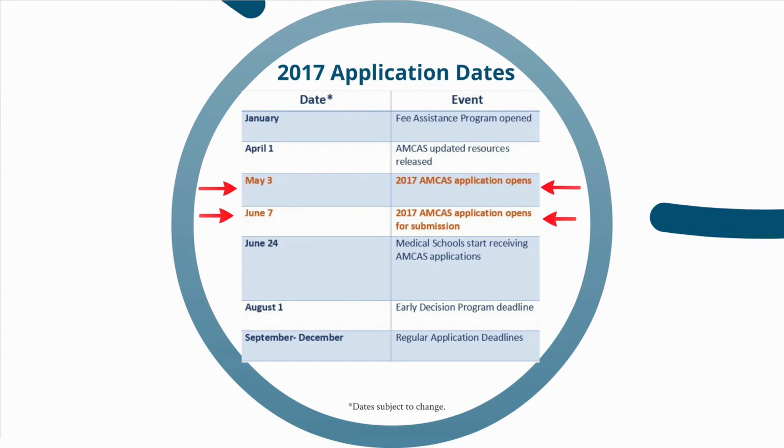The first day you can submit your application is June 7th this year. AMCAS will start sending verified applications to medical schools on June 24th. At this point, you may start to receive secondary applications. Deadlines for your AMCAS application fall between August 1st for early decision programs and December. Find each medical school's AMCAS application deadline on our website.